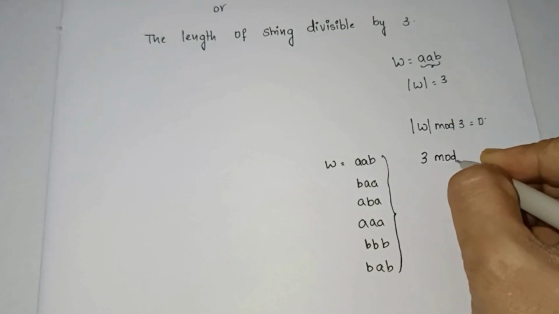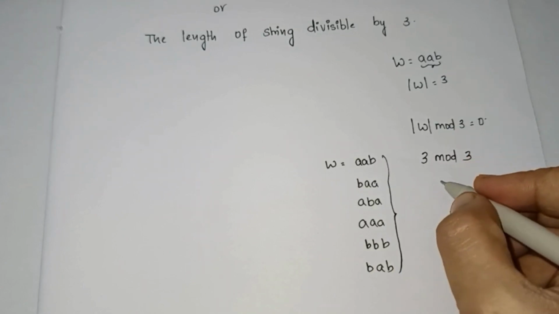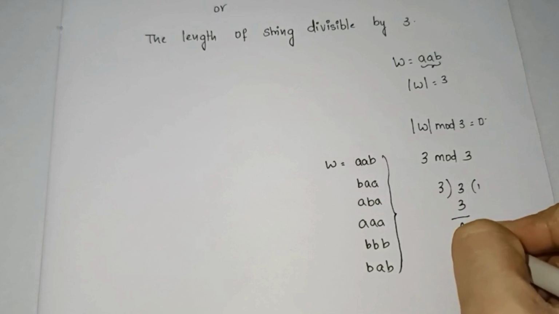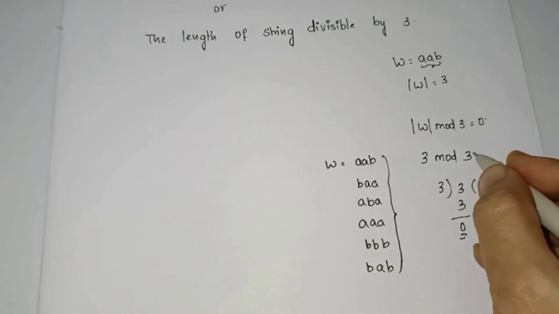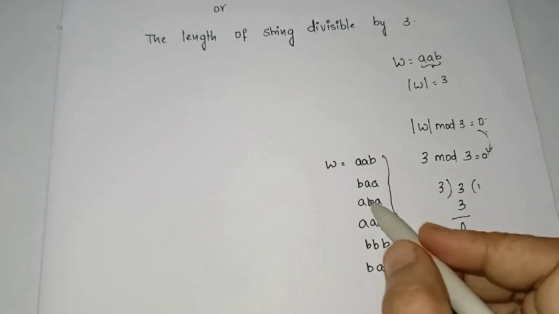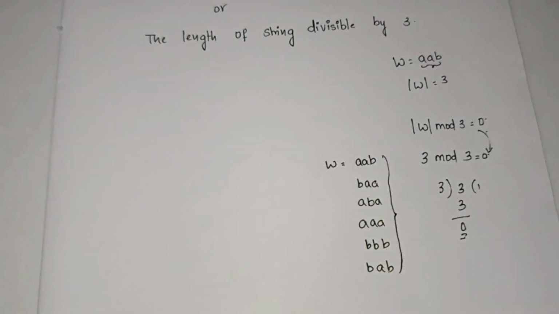What is 3 mod 3? If you divide 3 by 3, the remainder is 0. That is 3 mod 3, which is 0. So if this is equivalent to 0, then that type of string should be accepted. Not only 3, all the numbers which are divisible by 3 are equivalent to 0.